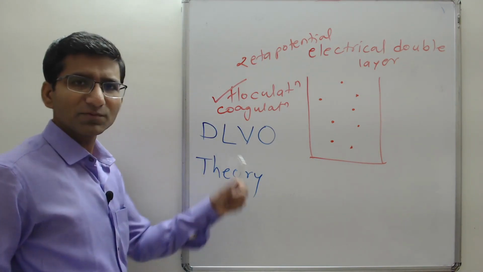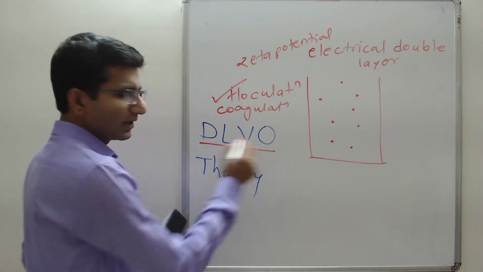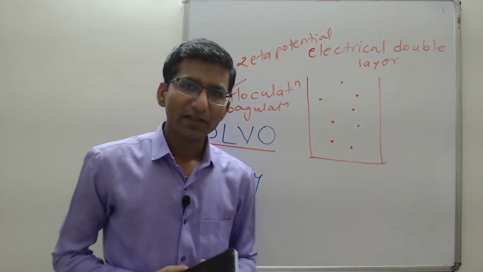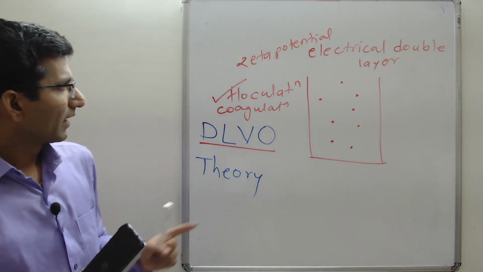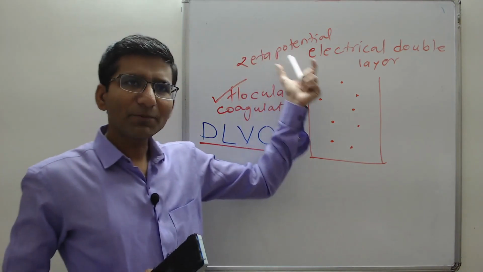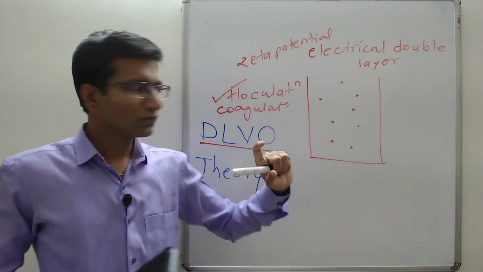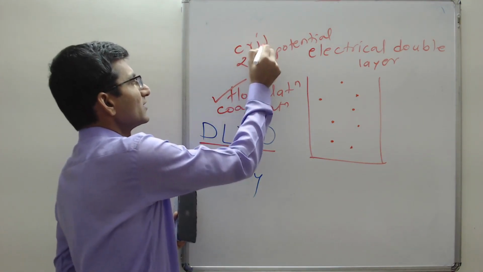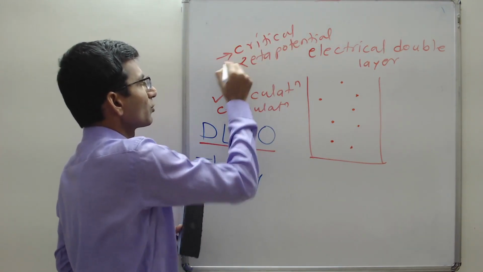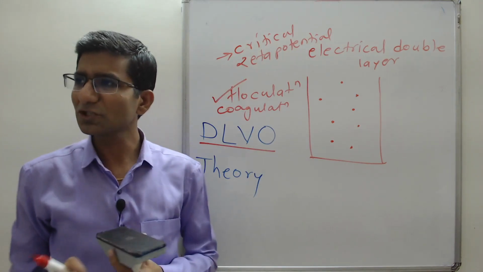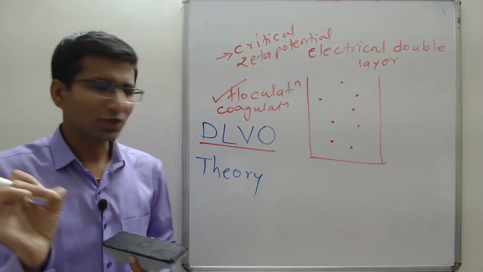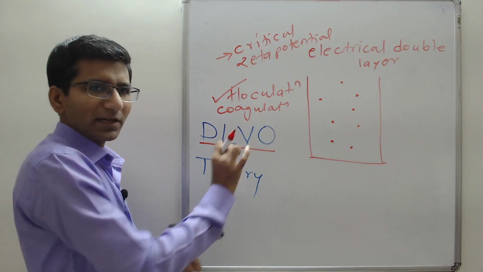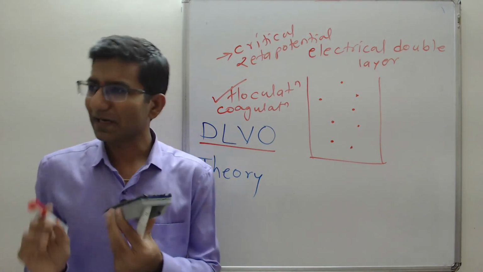Now let's move ahead and go to the DLVO theory. The minimum zeta potential required for particles to repel each other is called the critical zeta potential. This is the first point you will note in your notebook. What is critical zeta potential? It is the minimum zeta potential required to maintain the repulsion between particles.